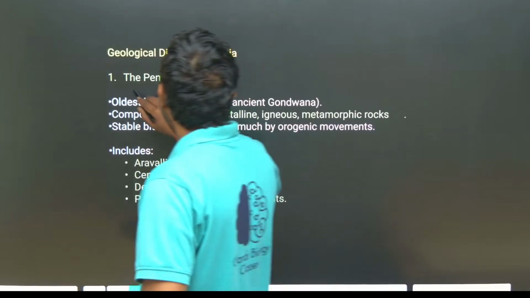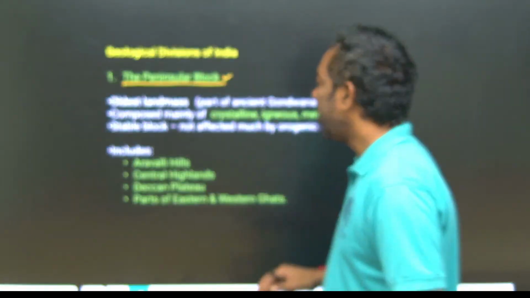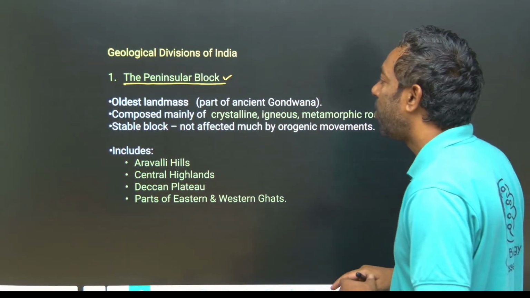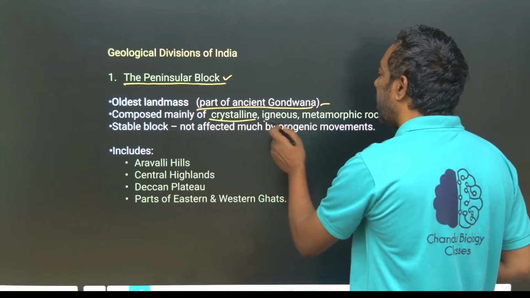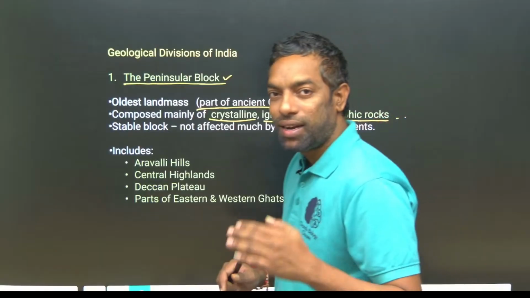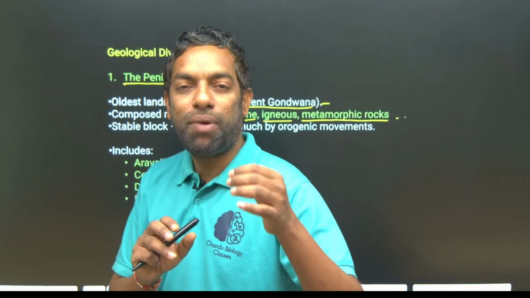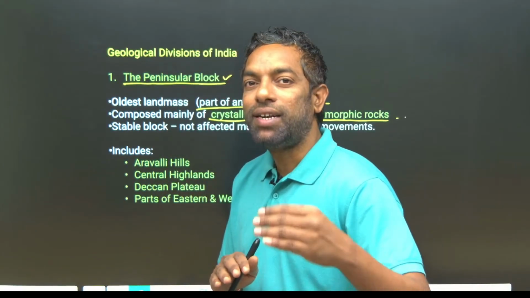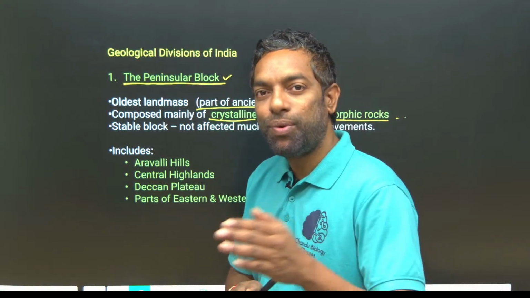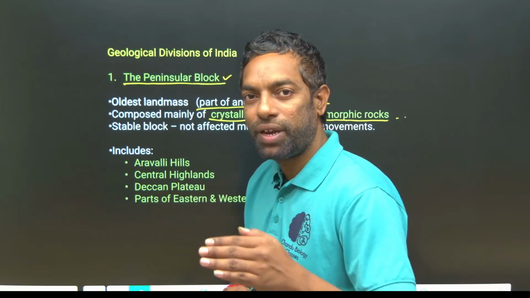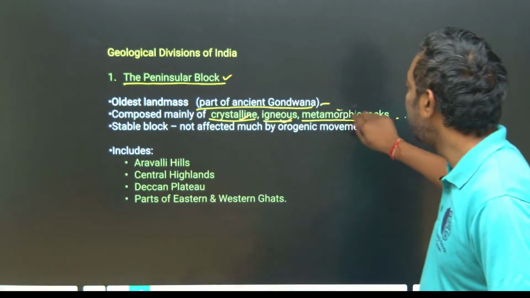Peninsular block, the Indian peninsular plate. Peninsular area means landmass. This is the oldest landmass, part of ancient Gondwanaland. It has crystalline, igneous and metamorphic rocks because Gondwanaland originated from lava. In the earth there is the crust and the mantle; the melted silica from the mantle entered the earth's crust and created lava, which cooled down after some million years to create this landmass, that is crystalline, igneous and metamorphic rock.